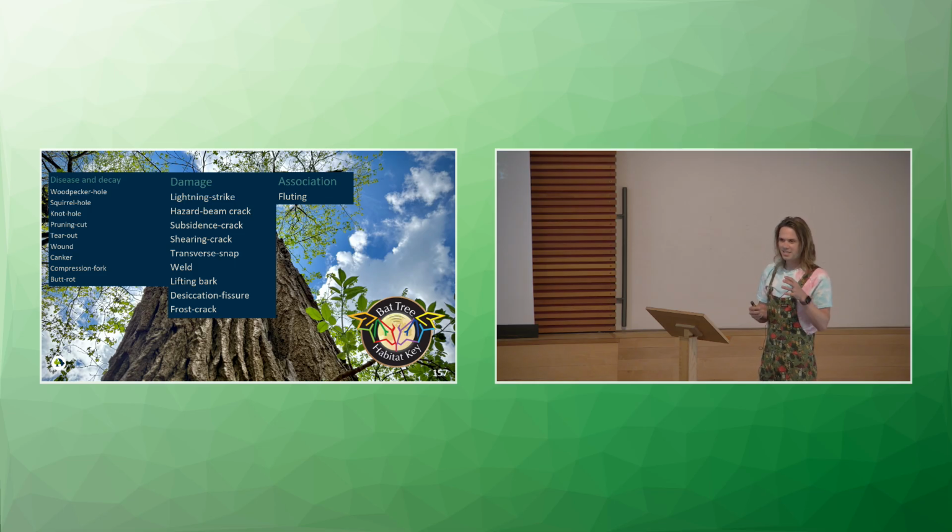So disease and decay, generally speaking, these are features that take some time to develop. So part of the tree dies, it may decay away slowly, and then you get that growth afterwards, maybe woundwood growing over that. So you get one area retreating and one area advancing, and that area in between is particularly useful to bats.